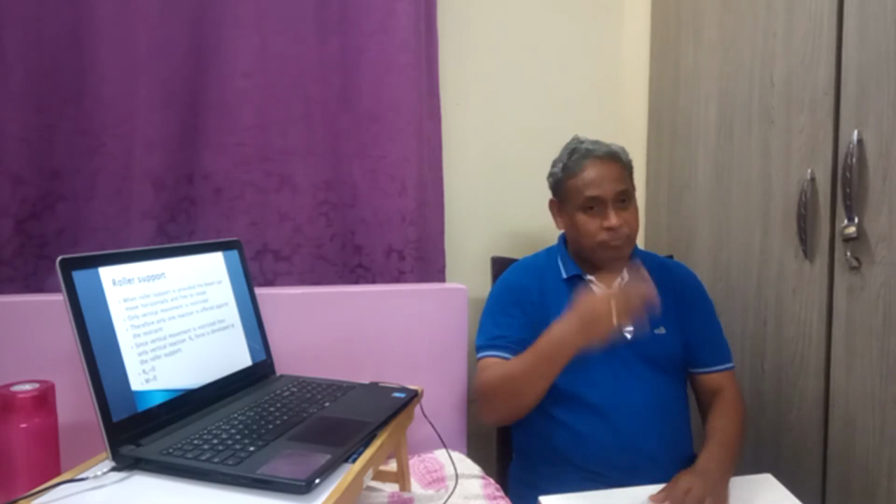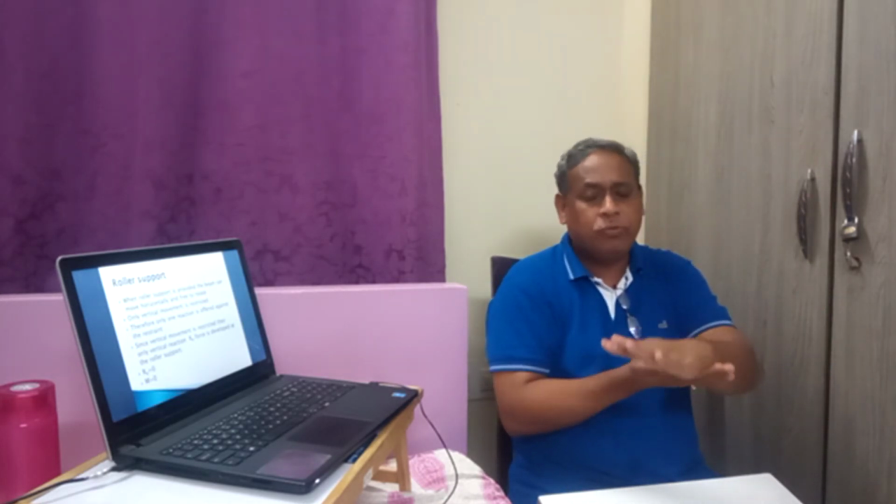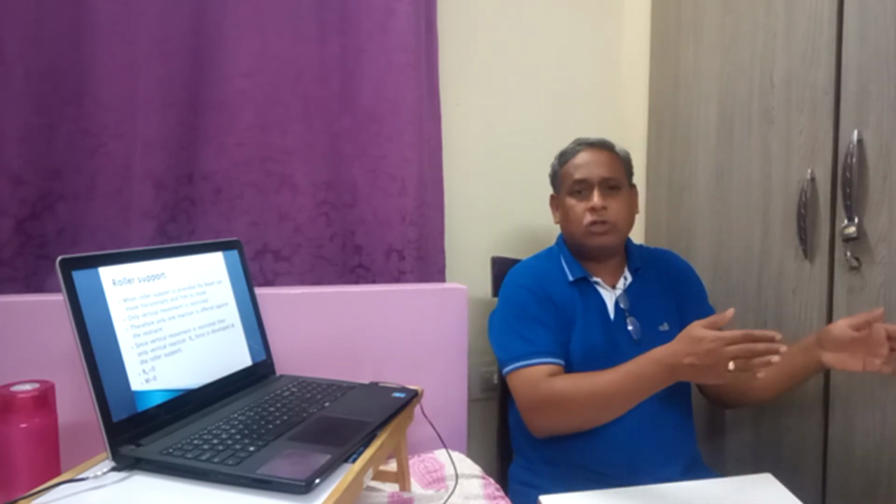Roller support. When roller support is provided, a beam can move horizontally and is free to rotate. That is, the beam cannot go down because some support is below the beam. Therefore, the beam cannot move in the vertical direction, but it is free to move in the horizontal direction. We have seen some gates which are placed on rollers. We push the gates, so those gates are similar to beams placed on two rollers. So whenever a horizontal force is applied, they move.